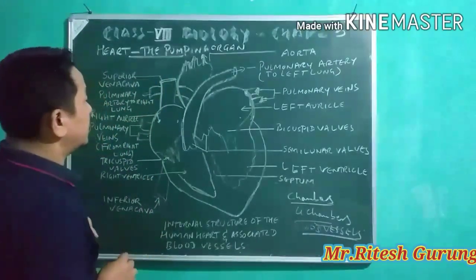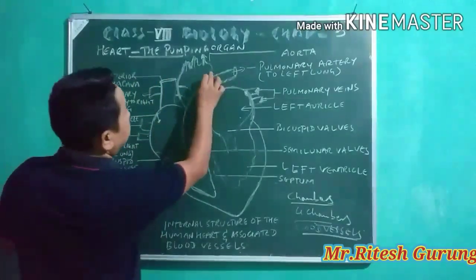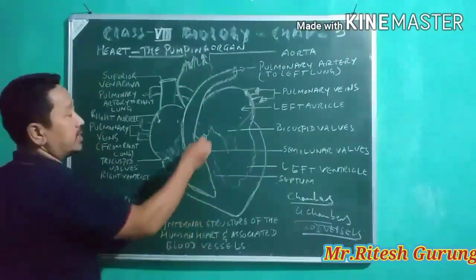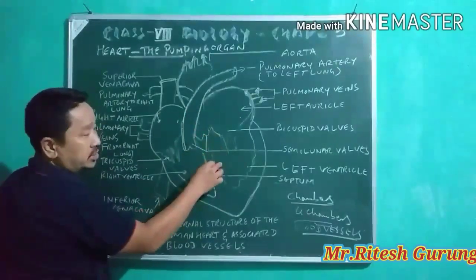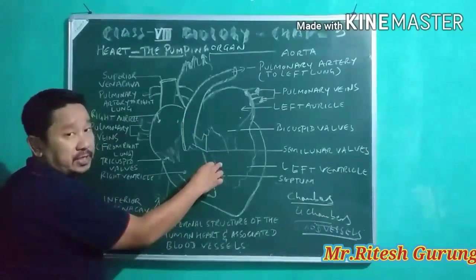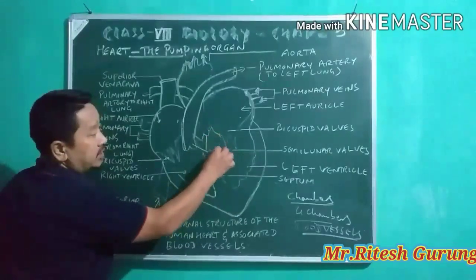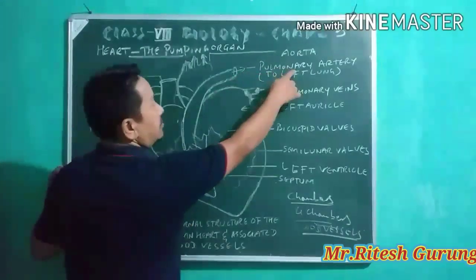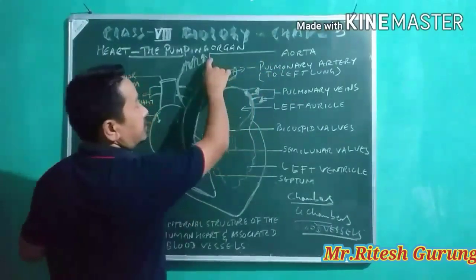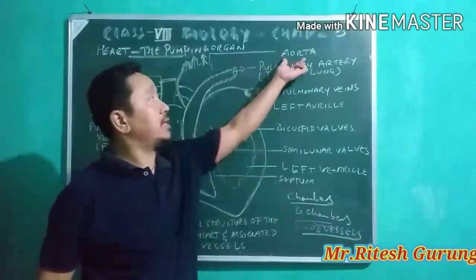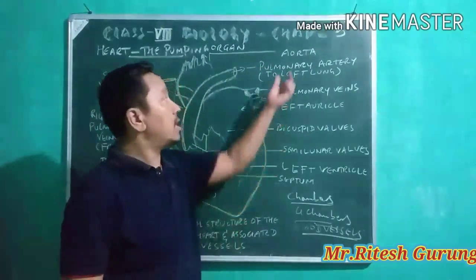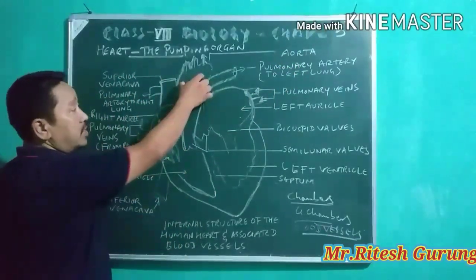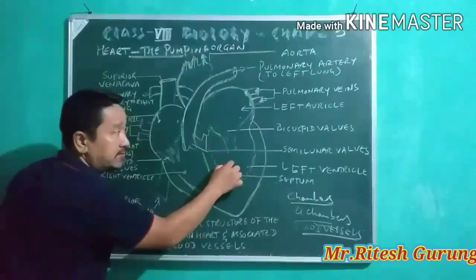See here, this is the big vessel. That's your artery, which opens directly into the left ventricle. See here, this is the left ventricle. So the biggest artery is the aorta, A-O-R-T-A. That's the largest artery, which directly opens into the left ventricle.